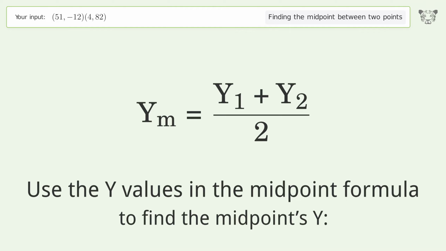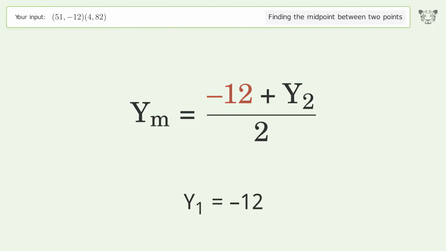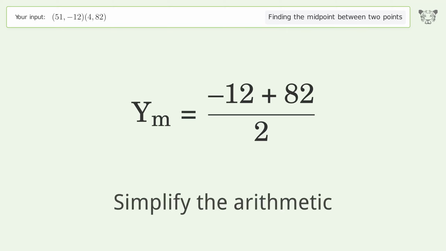Use the y values in the midpoint formula to find the midpoint's y. y1 equals -12. y2 equals 82. Simplify the arithmetic.